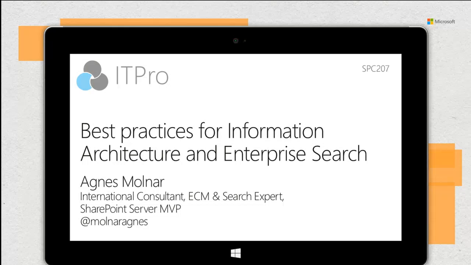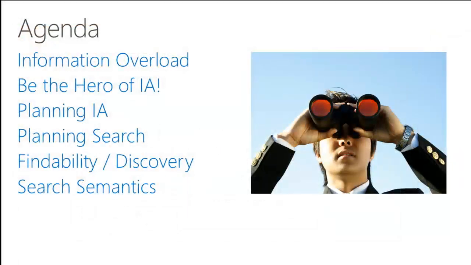All right, so the agenda for today. First of all, I'm going to talk about information overload a bit, because it's very important to understand how much information we get every day, how we can process it, and what we can do in order to be able to process everything we get, or at least the important things. After that, I'm going to show you some tips and tricks on how to be the hero of information architecture, how to plan the IA, how to plan your search, how to plan them together to be even better. And I'm going to show you some findability and discovery tricks and tools. And at the end, I'm going to talk about search semantics in SharePoint 2013.